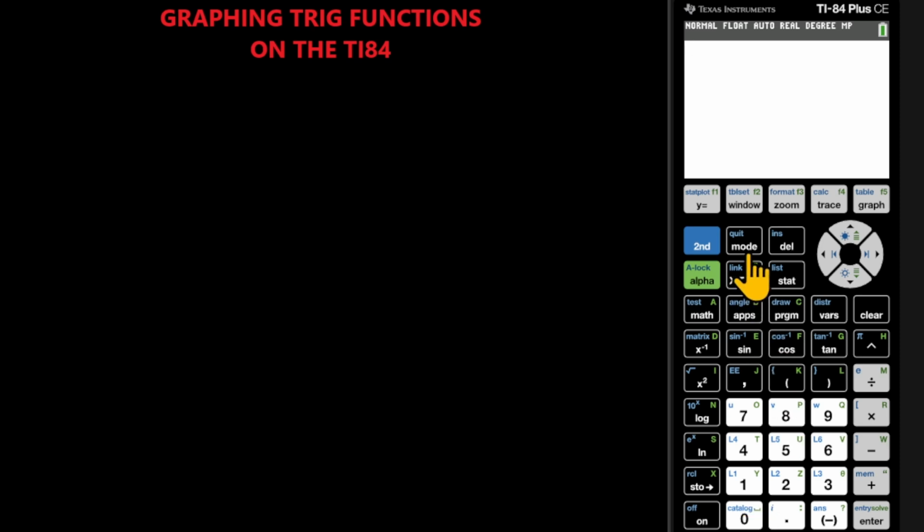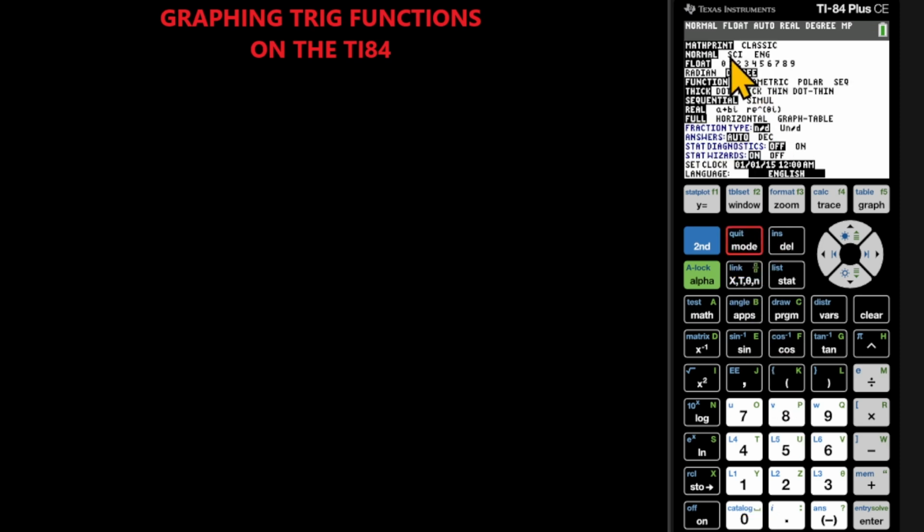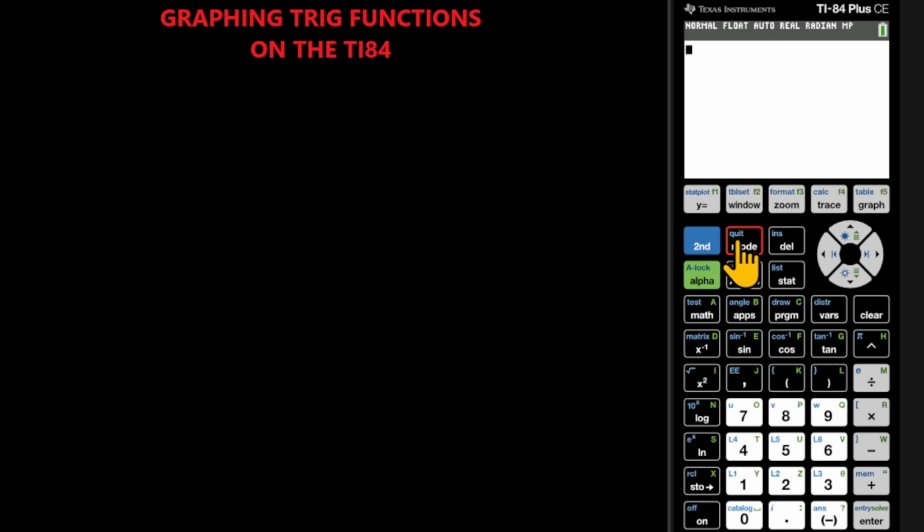Well, first thing I want to do is go into mode, and when I'm working with trig functions, I have to select if I want this on radians or degrees, and we're not calculating anything right now. I'm going to set it to radians, and I've pushed enter. Now I want to push second, and the mode button's second function is to quit, so I want to quit there.